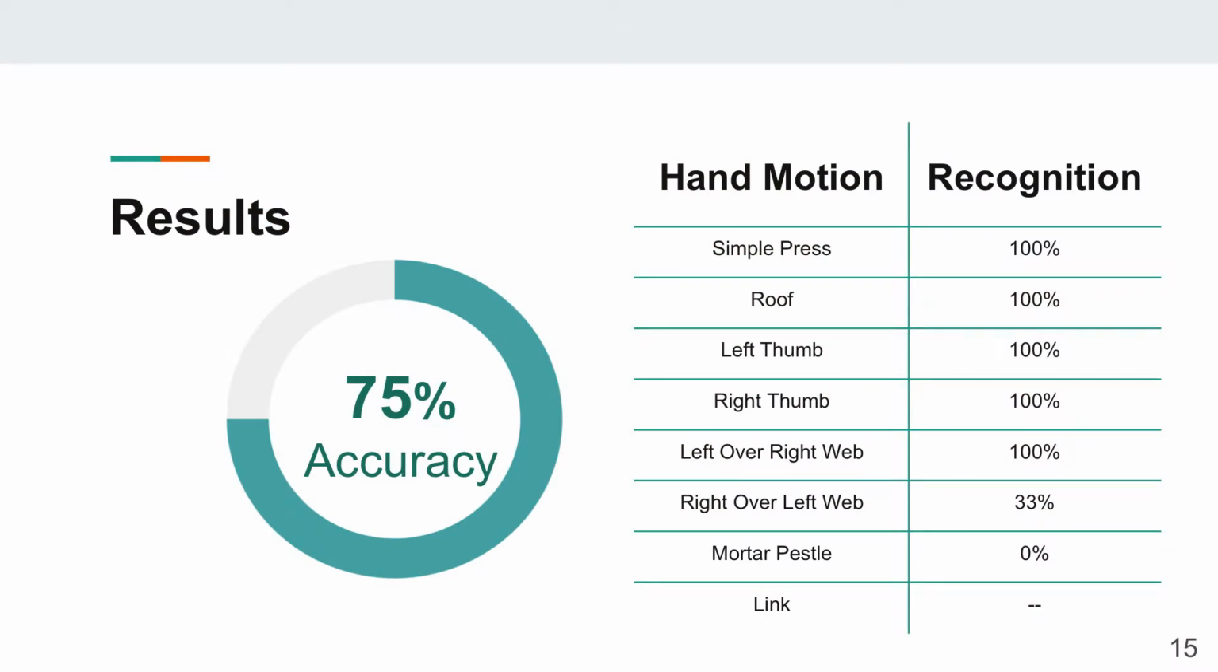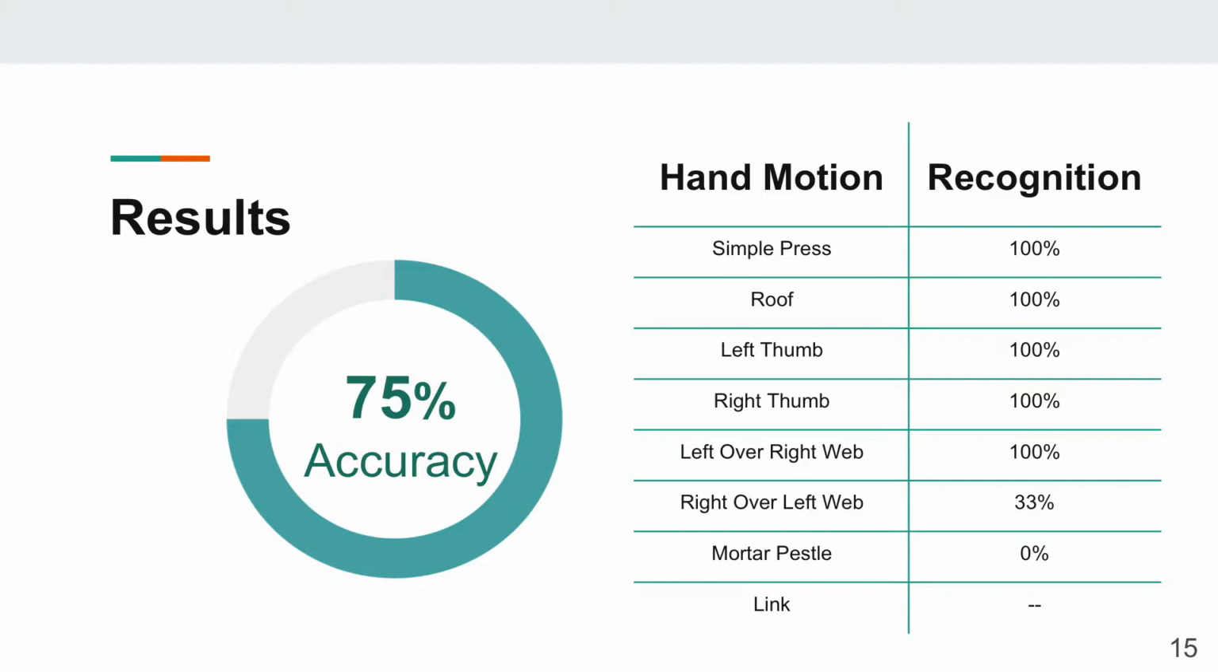In order to test our system, we created a test data set containing images of all the proper hand washing motions, except for the link motion due to issues with data collection. We passed all these images through our image processing pipeline and then classified these images through each of the support vector machines, one for each motion. From that, we determined the percentage of test cases for each motion that were correctly recognized.